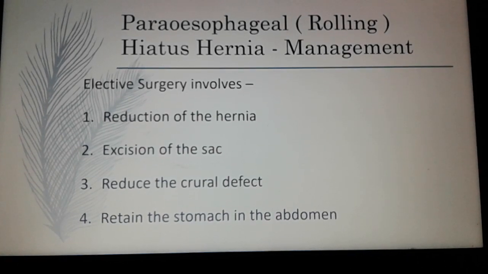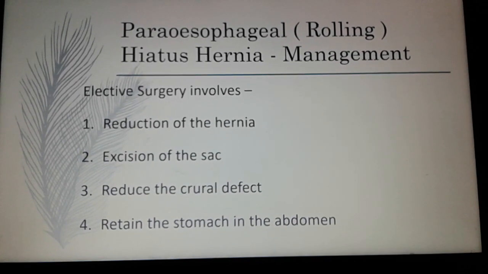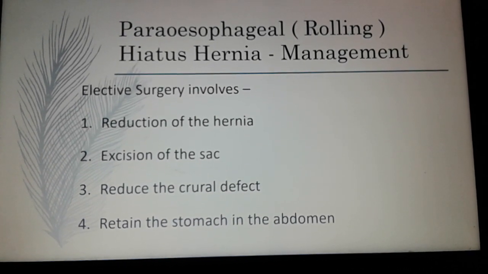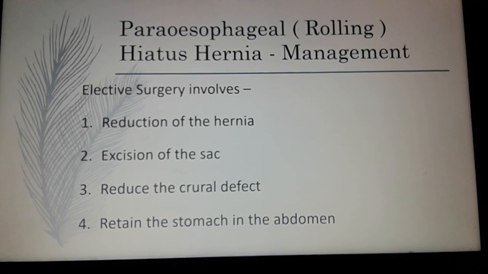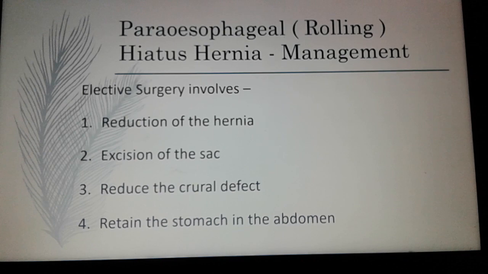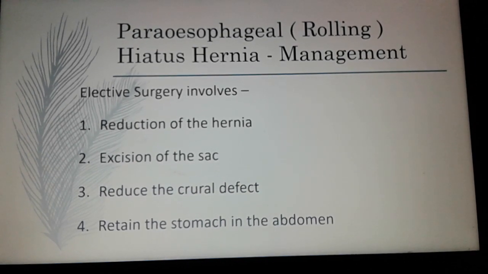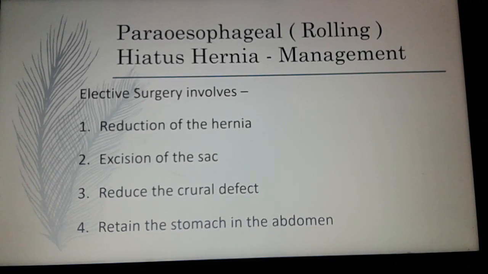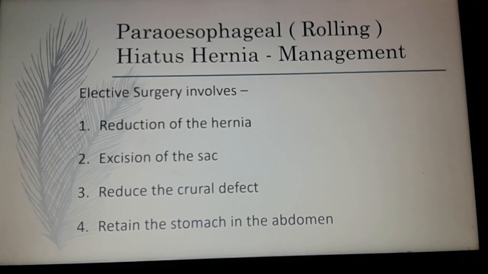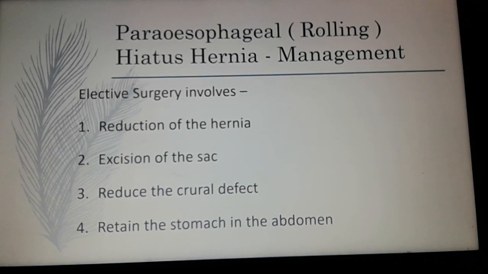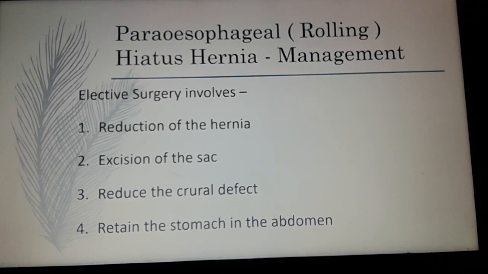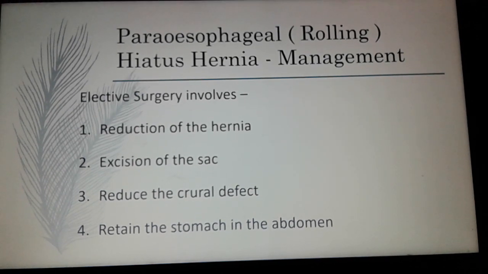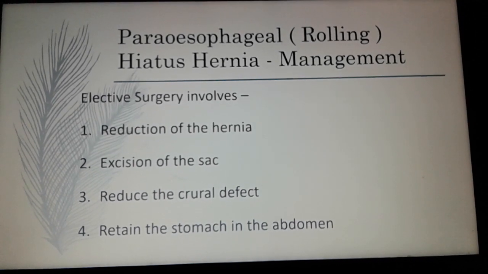Whereas with elective surgery, if you are planning elective surgery for the patient, there is no emergency. In elective surgery, there are especially four important things. These are the basic steps we are discussing for you. In elective surgery for hiatus hernia, the first thing is reduction of hernia, followed by excision of the sac, followed by crural defect repair, so that we can retain the stomach in the abdomen.